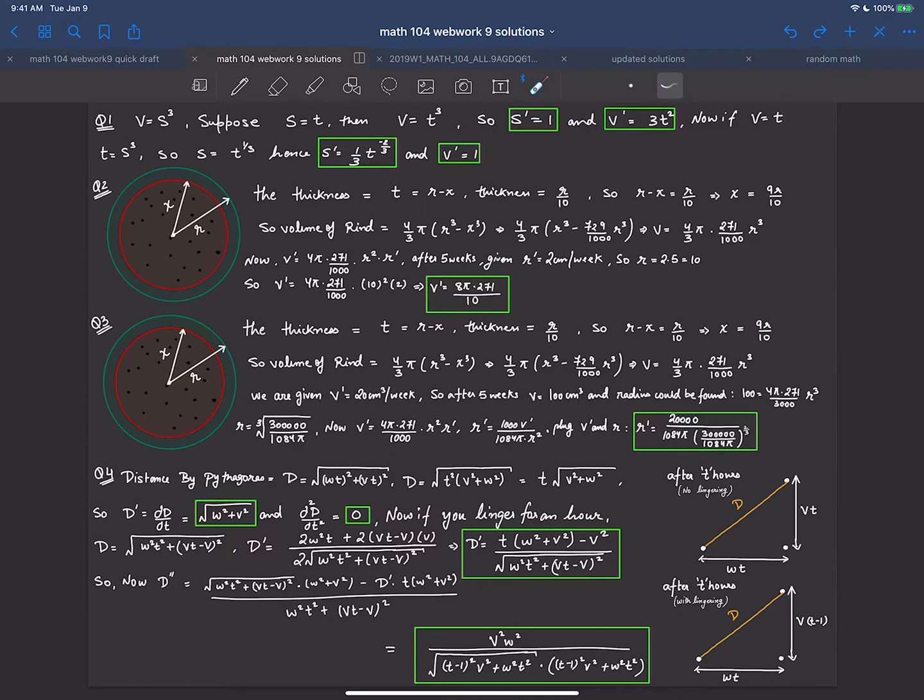Hi everyone, so now we're going to talk about Math 104, Webwork 9 solutions. This Webwork is going to be based upon the topic of related rates. It's not fairly challenging, but sometimes it's very hard to wrap your head around these problems. So I hope this walkthrough will help you out with this.